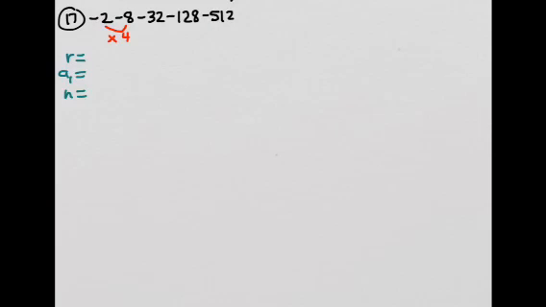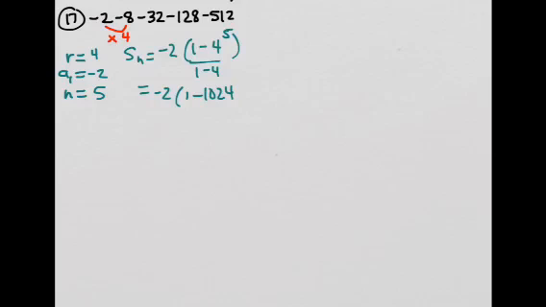So the common ratio in this series right here is 4. The first term is -2, and we are adding 1, 2, 3, 4, 5 numbers together. So the sum would be the first number times 1 minus the ratio to the 5th power over 1 minus the ratio. So that's going to be -2, 1 minus 1024. That's what 4 to the 5th is, over -3.